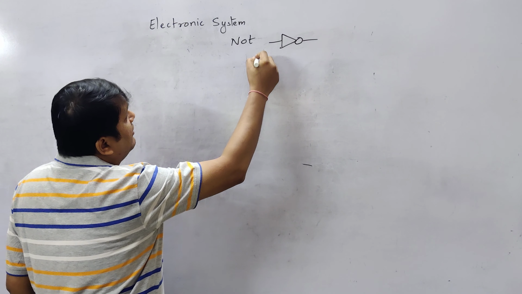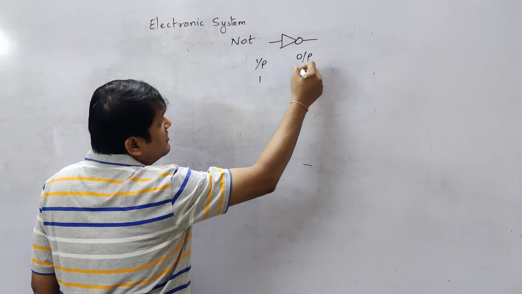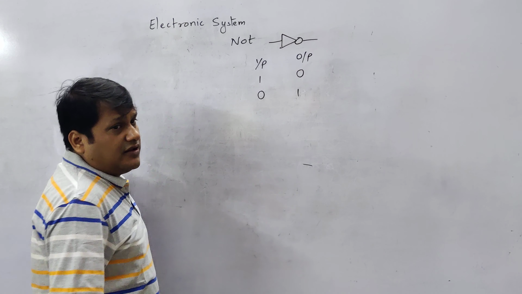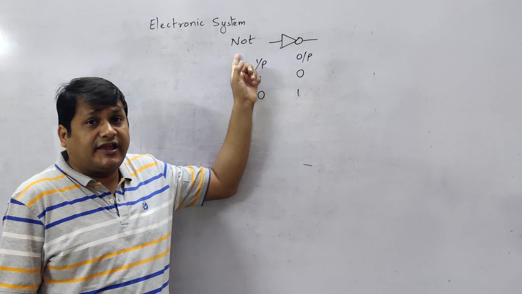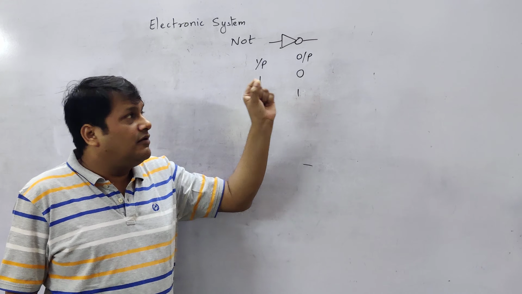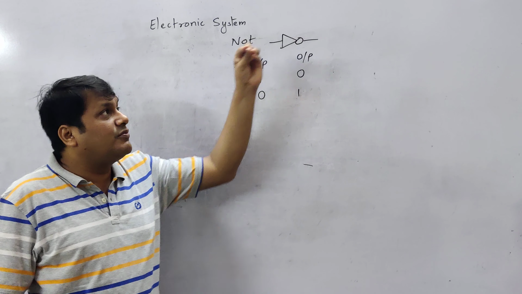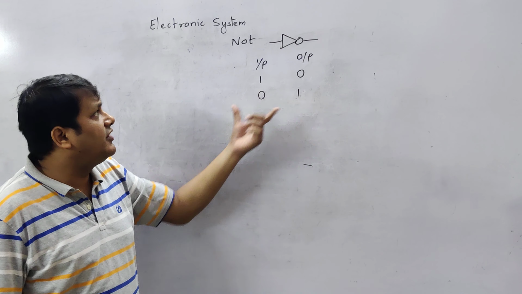So if you have input as 1 here, your output will be 0. If you have input 0 here, output will be 1. That means if you connect an LED through a NOT gate, when you switch on the LED, it will actually be switched off. When you switch off the LED, it will actually be switched on. Ulta, opposite. This is called NOT gate.